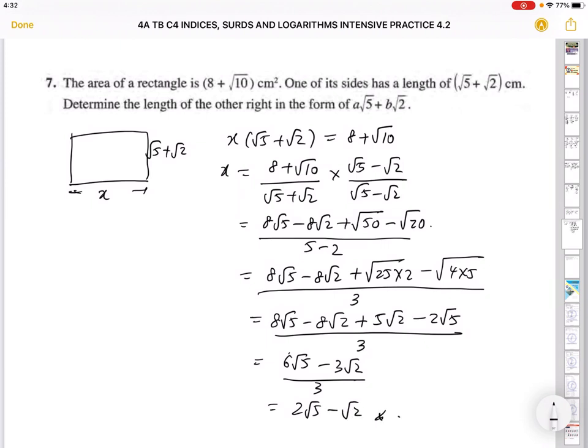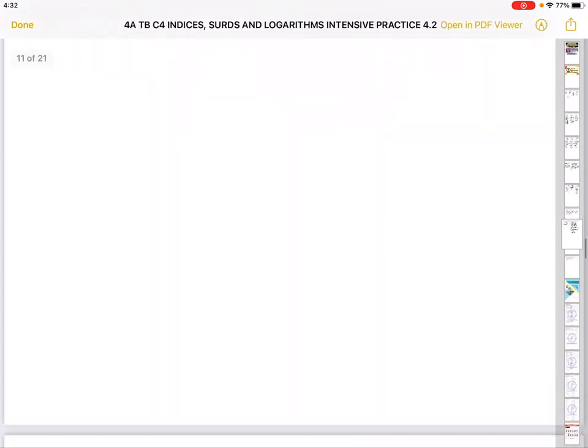Alright, so you notice your answer is in this form. If I were to write it, A is 2, B is negative 1. Alright, next one. I think this is probably the last one, okay?